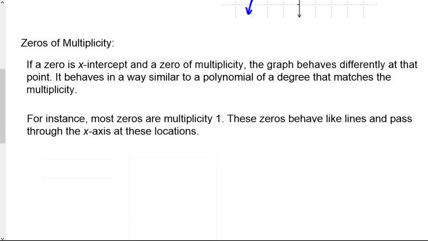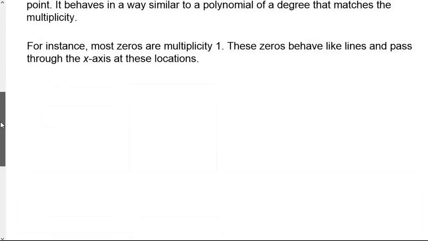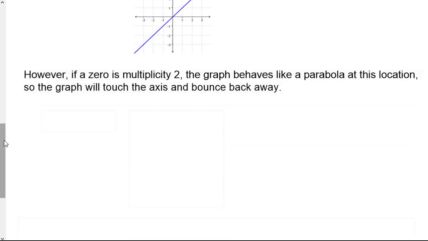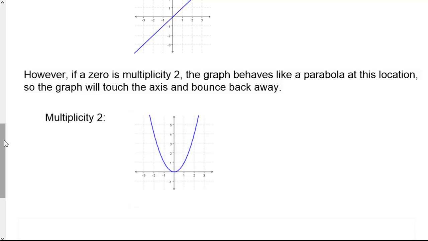So for instance, most zeros are multiplicity 1. These zeros behave like lines and pass through the x-axis at these locations. So multiplicity 1, you just pass right through wherever your 0 is. However, if a 0 is multiplicity 2, the graph behaves like a parabola at this location. So the graph will touch the axis and bounce back away. So if it's multiplicity 2, it'll look more like a parabola at that particular point.